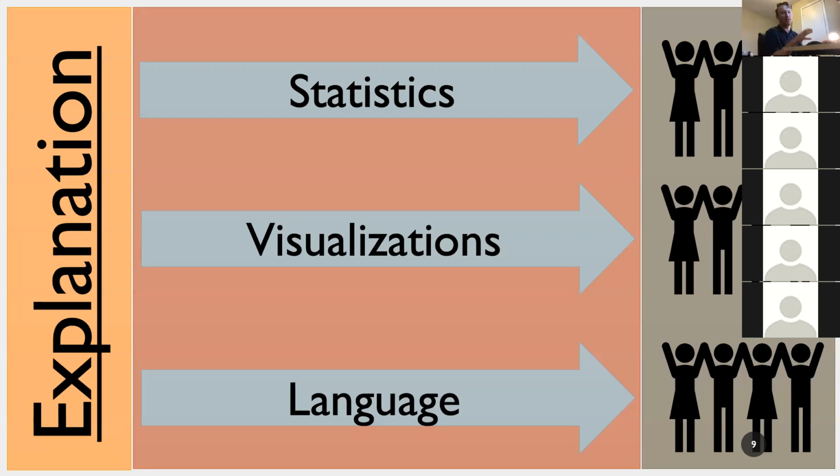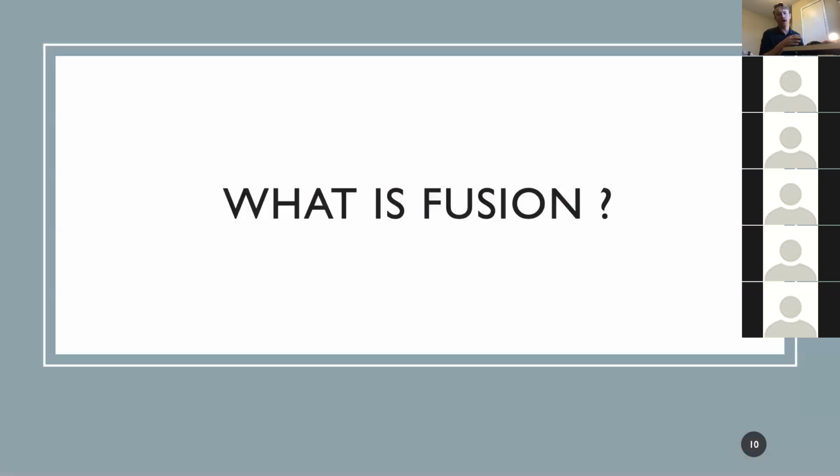So that's it on explainability. That sets the stage for: what type of explainability are we building into data fusion so that we still fit into the category of explainable AI? As we move forward, the first question I'm going to answer is, what is fusion?